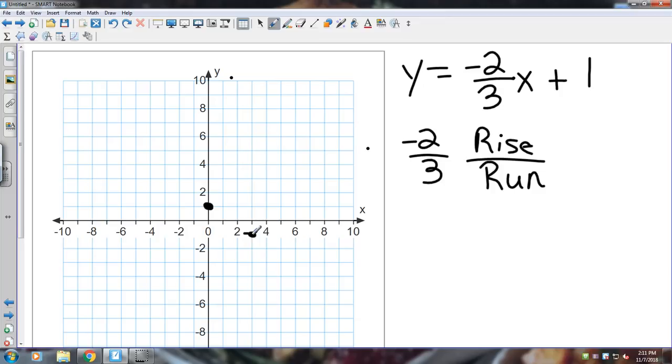Okay, now just to make a little magic here and show you that it doesn't matter if the negative is on the 2 or on the 3. Let's say the negative was on the 3. So I would rise 2 and run 3 in the negative direction. And it's the same line. It doesn't matter where your negative sign is on that 2 or 3, but it can't be on both of them. It can only be on one of them.